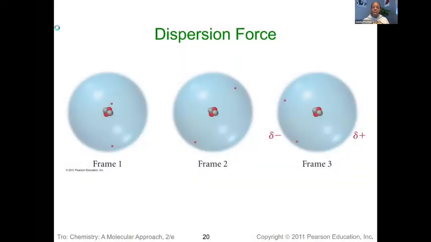Now, sometimes you may hear these called London dispersion forces, but just dispersion is fine. And so this picture representation is just to give you an idea of what's happening to these electrons. So you can see in the various frames here, these electrons are shifting to where they're located in the atom. And then at some point in time, like in frame 3, you end up with a situation where you have more electrons in one region than another. And so that creates a temporary pseudo-negative region, a pseudo-positive region.